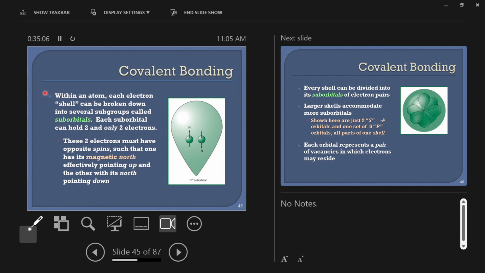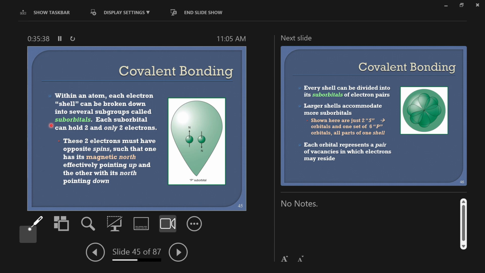So within an atom, each electron shell, and we know that shells can hold many electrons, right? There can be many electrons in one shell. So each shell is broken apart into subgroups called suborbitals. Each suborbital of a shell can hold 2 and only 2 electrons. Electrons spin like a top, okay? But let me backtrack a little bit.